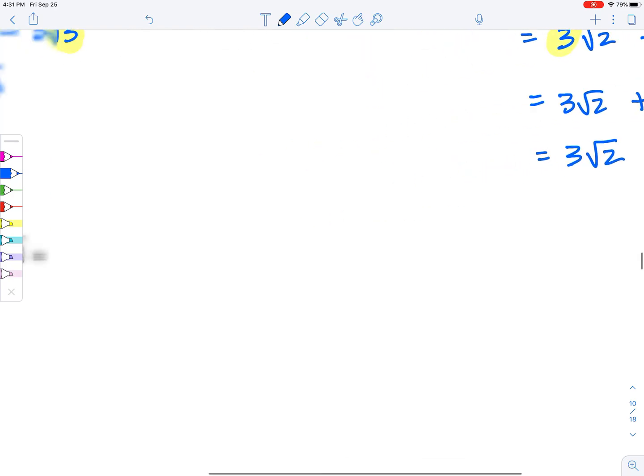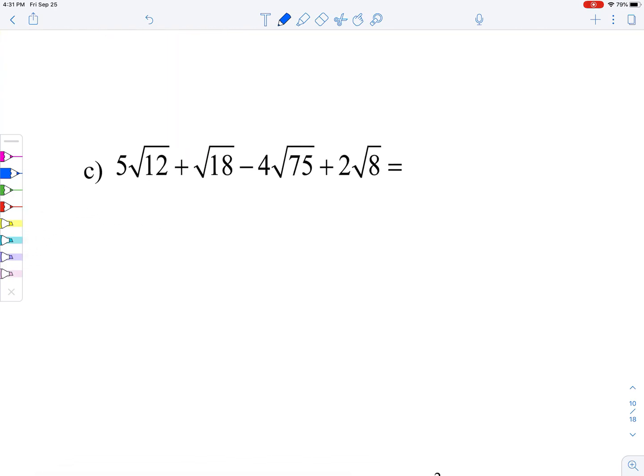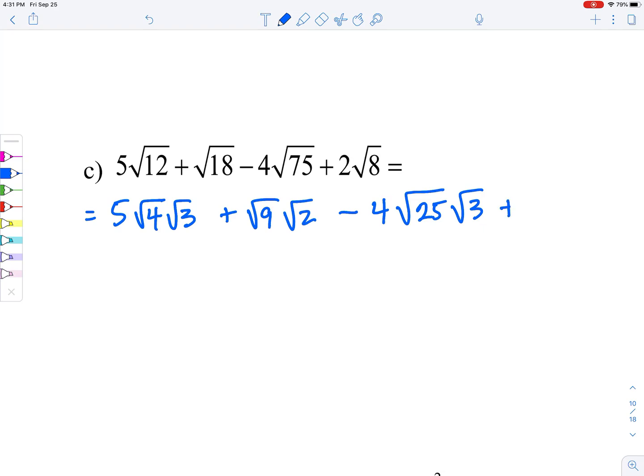For question C. Okay, so if we break it down, I could write this as 5, 12, I'm going to write it as root 4 times root 3, plus 18, I'm going to write as root 9, root 2, minus 4, 75, I'm going to write as root 25, root 3, plus 2, and I can break 8 into a 4 and a 2. And I do all this because for all of these that are perfect squares, I can now write them outside the radical sign and maybe multiplied whatever else is there.